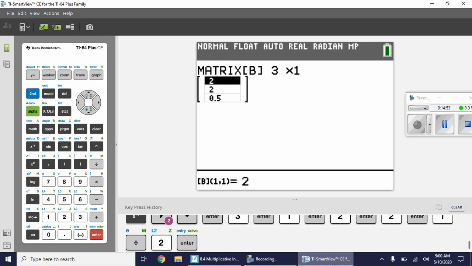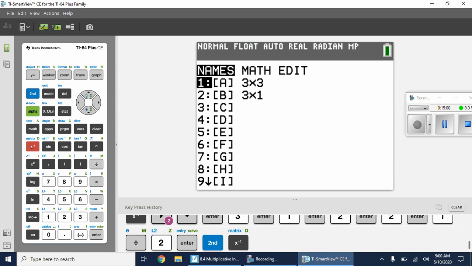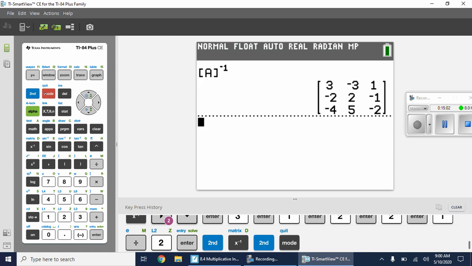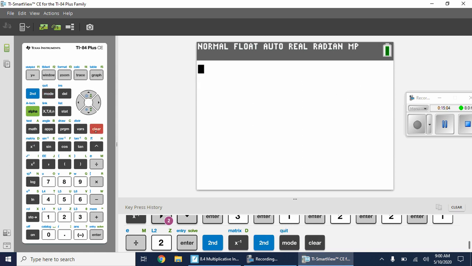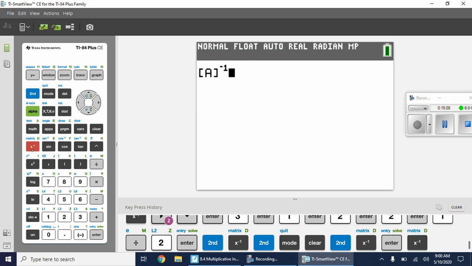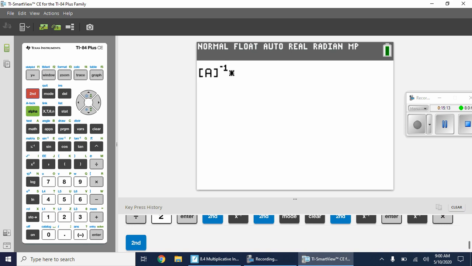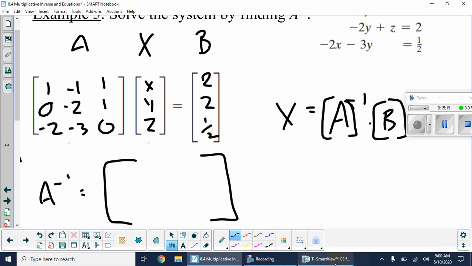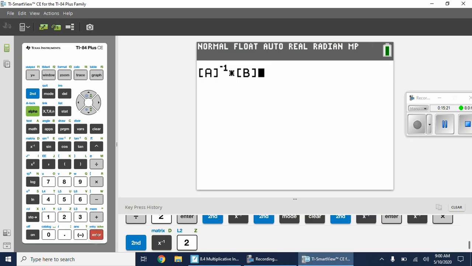Now that we have matrix A loaded up and matrix B loaded up, to figure out what our answer is going to be, we get out of here and close it. Second, matrix A, hit the inverse, times matrix B. Do you guys see that? Matrix A inverse times matrix B. Hit enter.